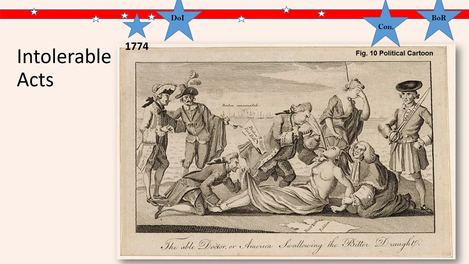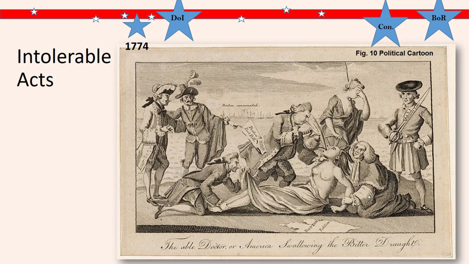There were other measures taken, such as Boston losing the ability to elect their officials. The British Crown appointed officials, and as you can imagine, they didn't necessarily represent the interests of the colonists.